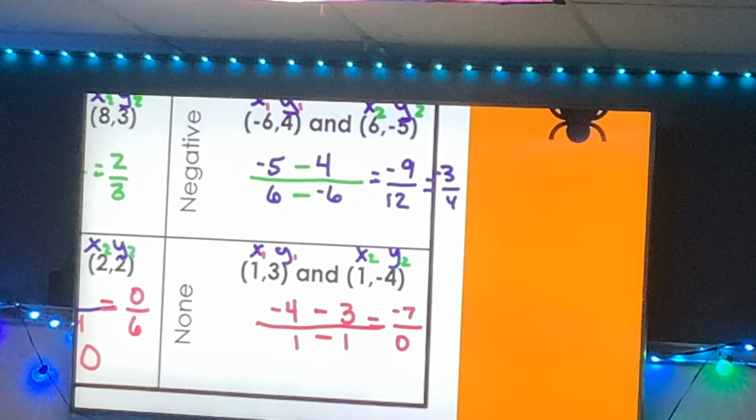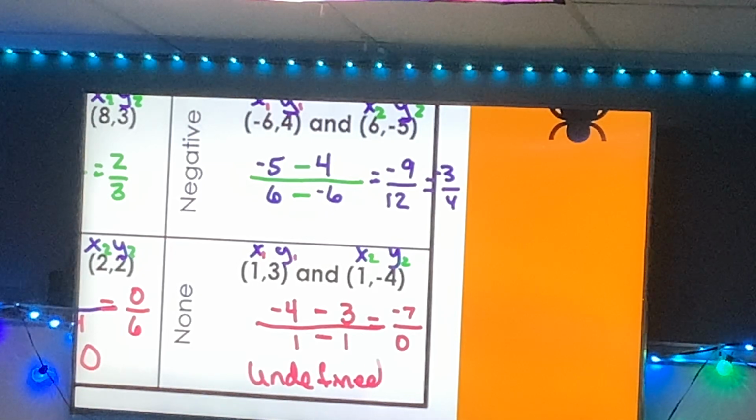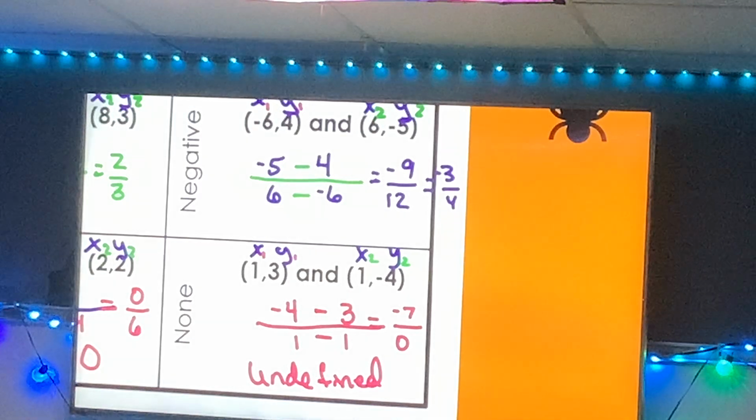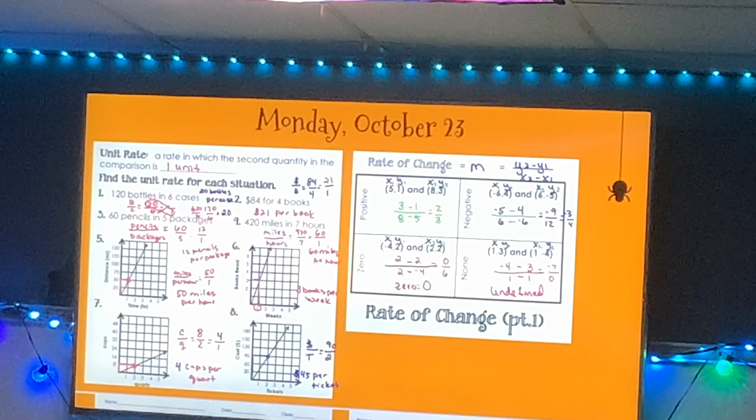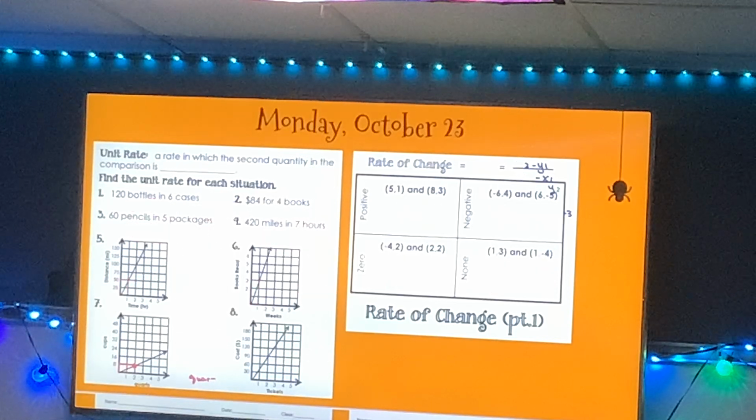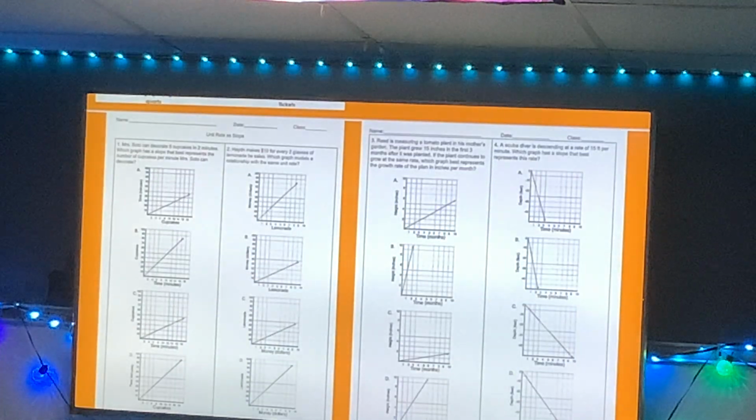So it is undefined. Now, we're going to look at the main part of what your test and your work is going to look like today. Your graphs. The biggest thing with your graphs, you have got to read the labels. And this is what you're going to practice with today on your task cards. It's just reading graphs, and this is how you're going to set them up.